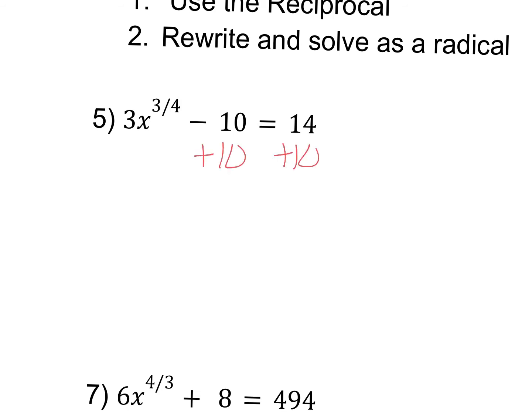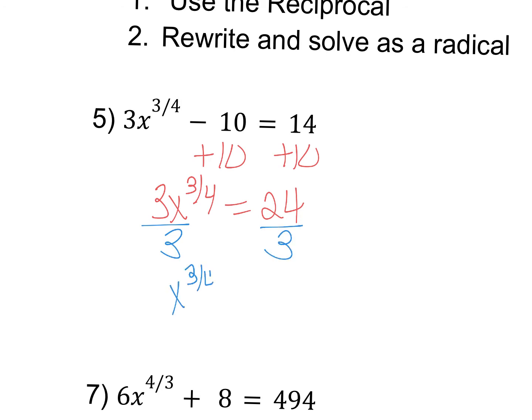Okay, and then that leaves me with 3x to the 3/4 equals 24. One thing that's important to notice is that the 3 and the x are not in parentheses, which means the only thing being raised to the 3/4 power is the x. So that means we can go ahead and divide both sides by 3, which gives us x to the 3/4 equals 8.